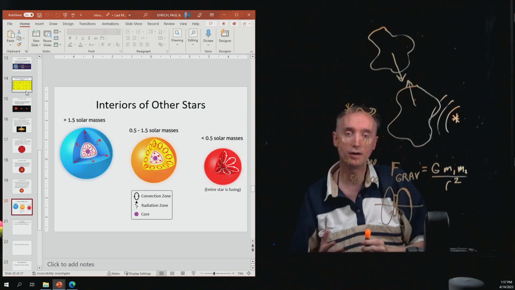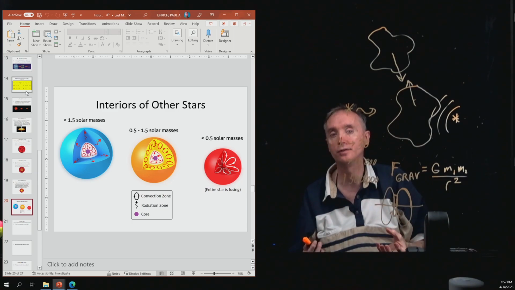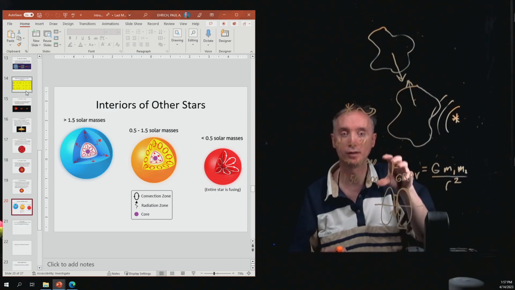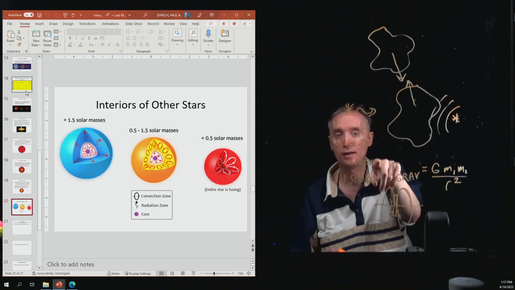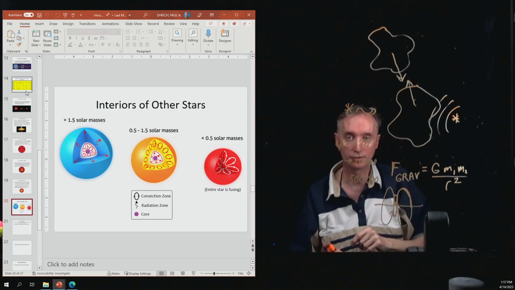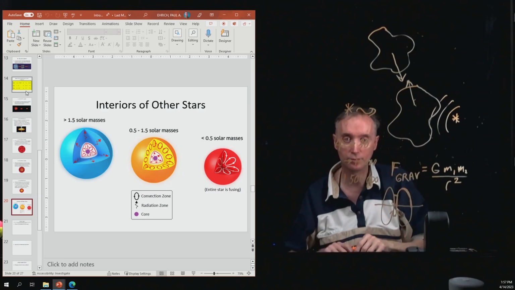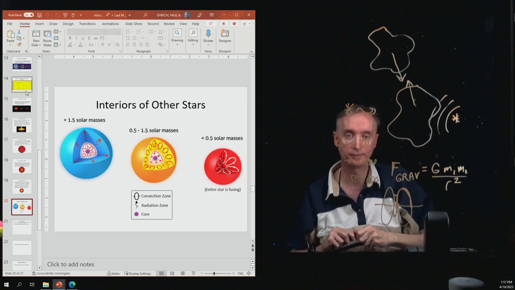There are other kinds of stars that look different on the inside, and that would be the little ones, the less than 0.5 solar mass ones, and then the big ones on the other side. Again, don't worry about that. That's not going to be on the exam.